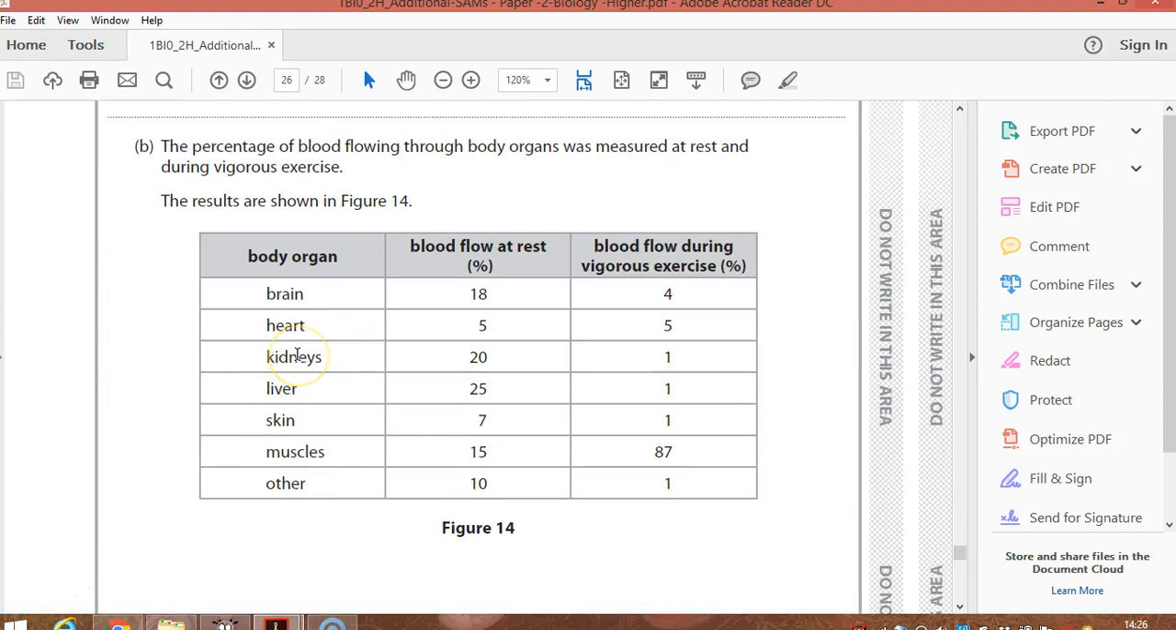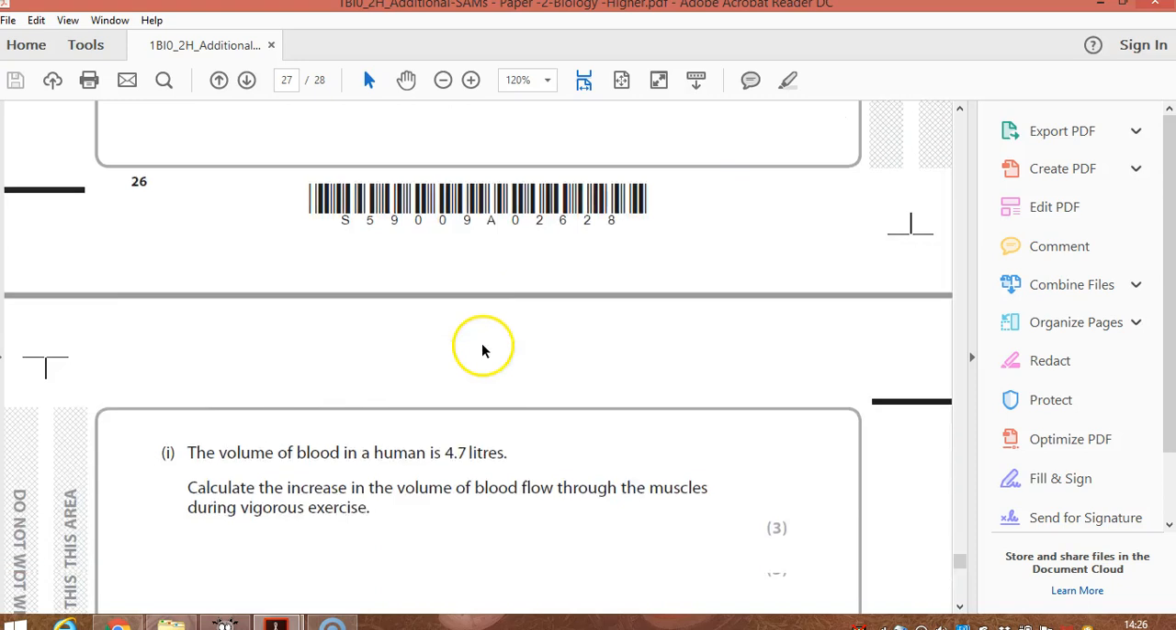The percentage of blood flowing through body organs was measured at rest and during various exercises. There we go. So we've got brain, 18% at rest, 4% during exercise, heart, 5% and 5%, kidneys, 20% at rest and 1% at exercise, liver, 25% at rest, 1% at exercise, skin, 7% at rest and 1% at exercise, muscles, 15% at rest and 87% during exercise, and other 10% at rest and 1% at exercise.